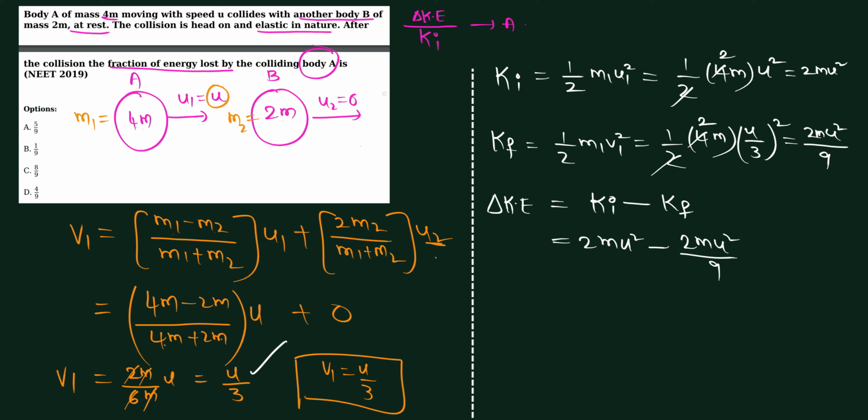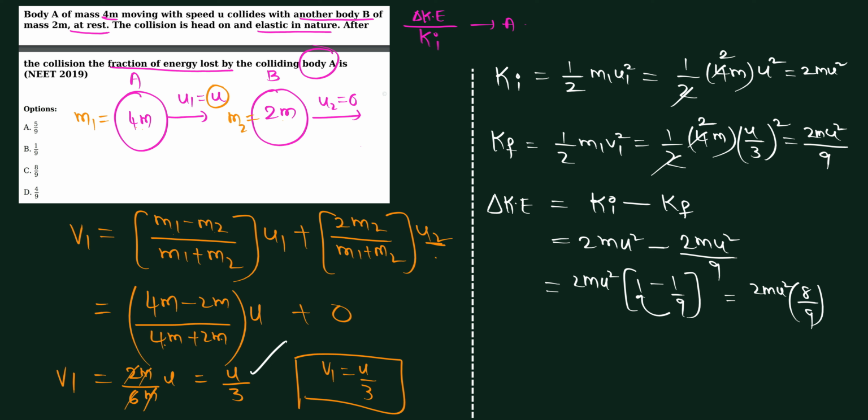Okay. Here we have 2m u square. Take 2m u square common, right? 1 minus 1 by 9. So which is equal to 2m u square. So 9 into 1, 9. 9 minus 1, 8. So 8 by 9. So keep it like that.